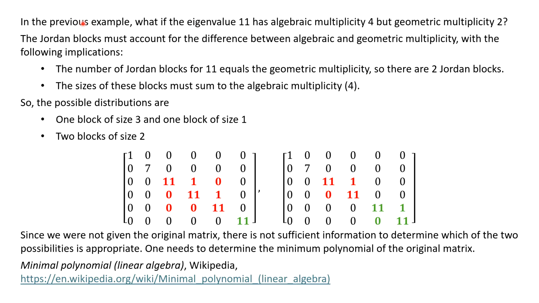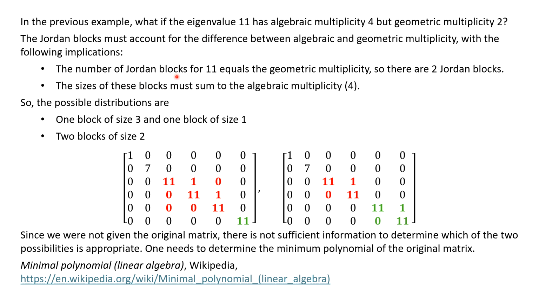In the previous example, what if the eigenvalue 11 has algebraic multiplicity 4, but geometric multiplicity 2. The Jordan blocks must account for the difference between the algebraic and geometric multiplicity with the following implications. This is based on that rule I copied on the other slide.